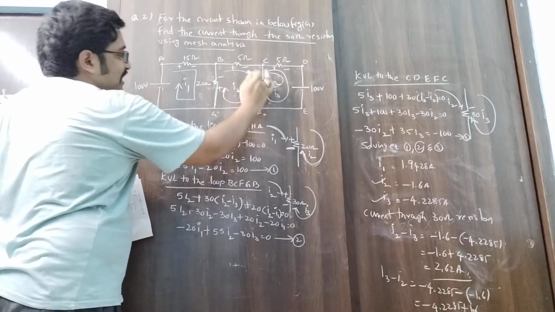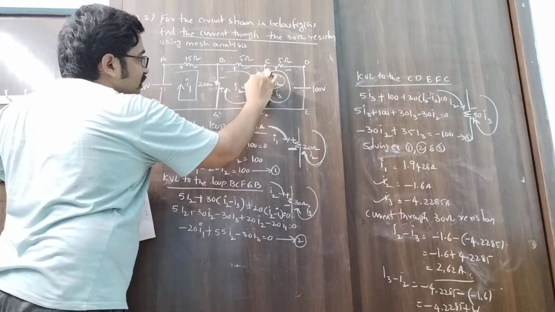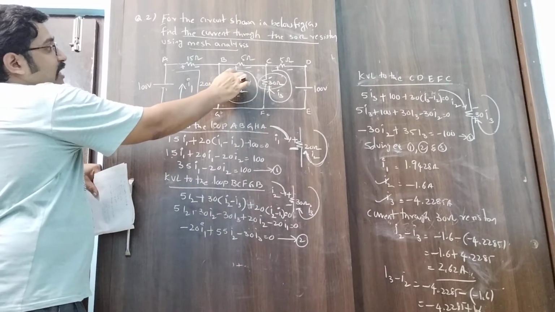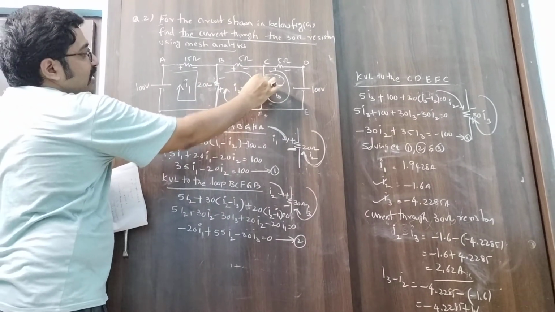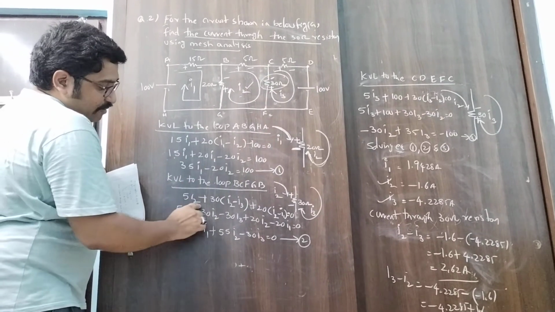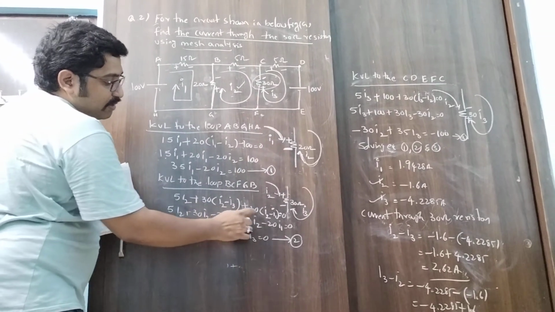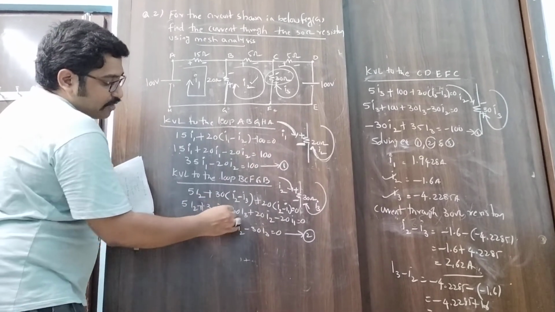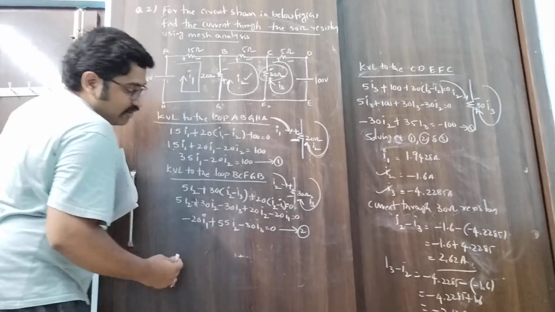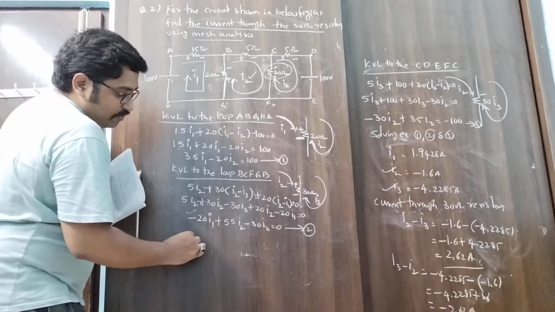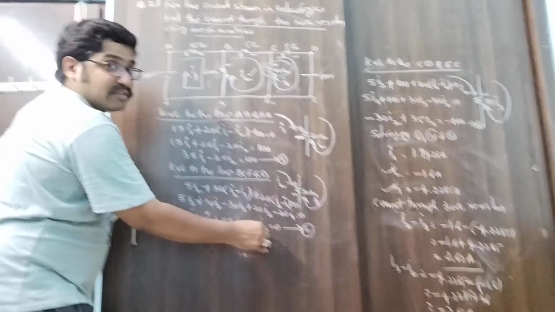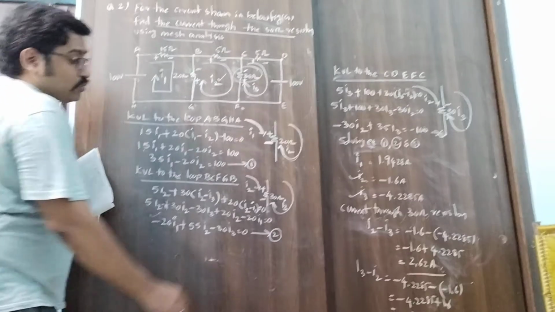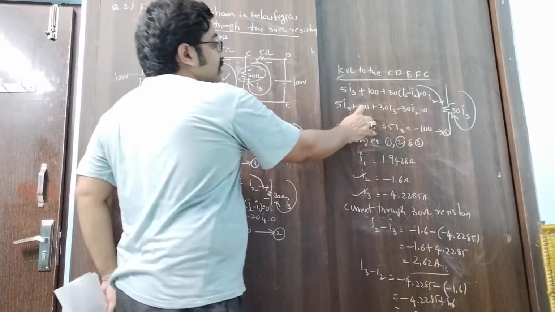When you are writing the second loop, priority should be given to the second current. Current entering is positive, leaving is negative. So 5 times I2 plus 30 into (I2 minus I3) plus 20 into (I2 minus I1) is equal to 0. So 5 I2 plus 30 I2 minus 30 I3 plus 20 I2 minus 20 I1 is equal to 0. So minus 20 I1, plus 55 I2, minus 30 I3 is equal to 0. This is the second loop and this is the third loop.